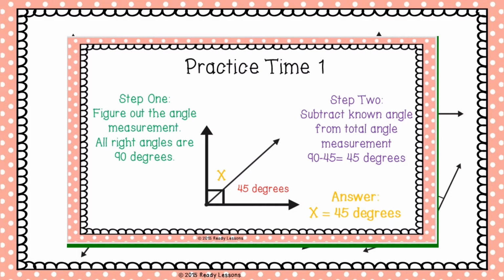Then step two is look at your known angle from the total angle measurement. Your known angle is 45. So you would subtract 45 from 90. And that would equal 45 degrees. So angle X equals 45 degrees. Then you can turn around and check yourself by adding 45 plus 45 equals 90.